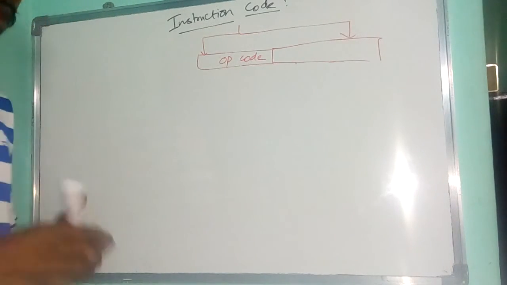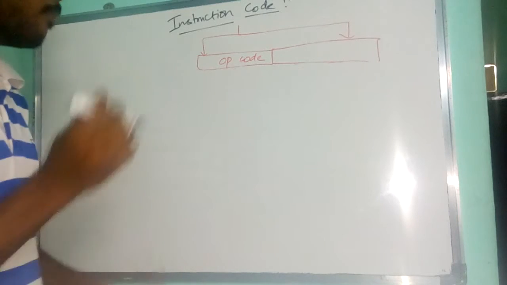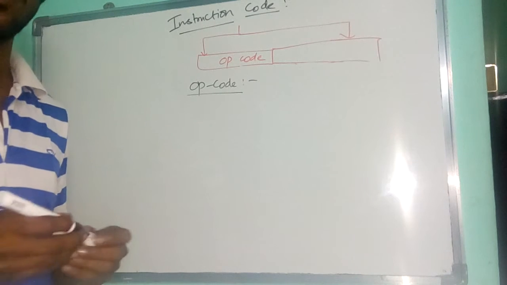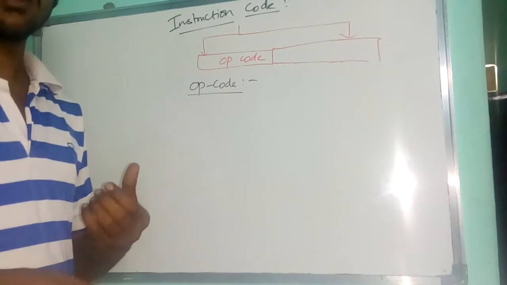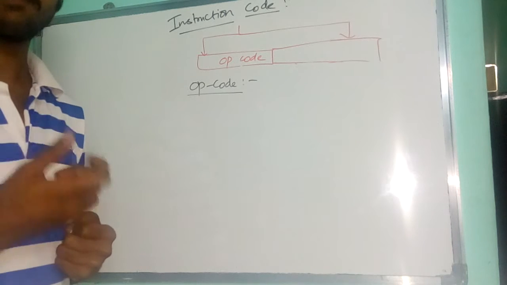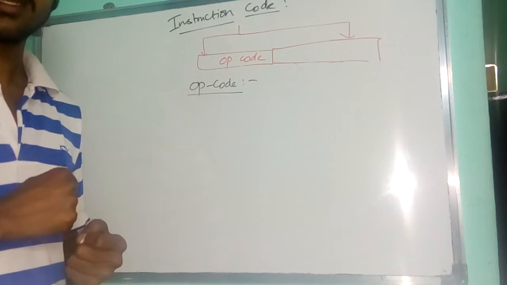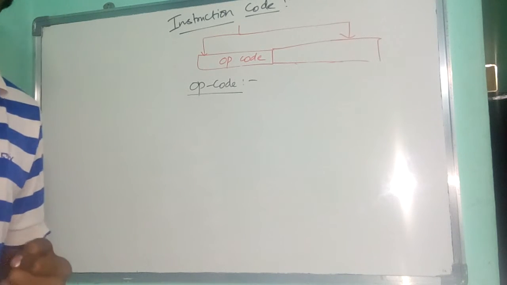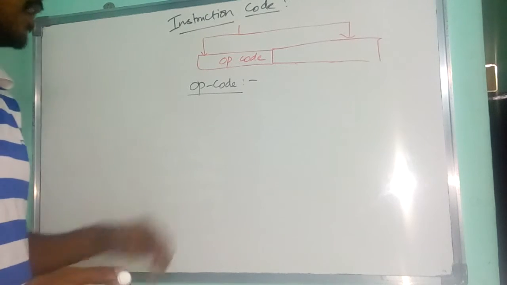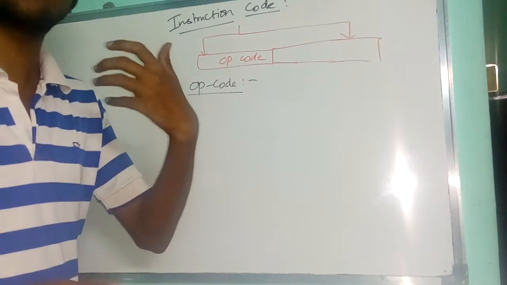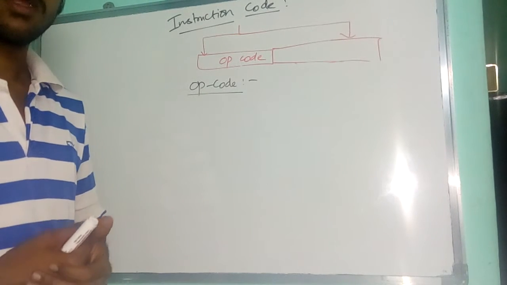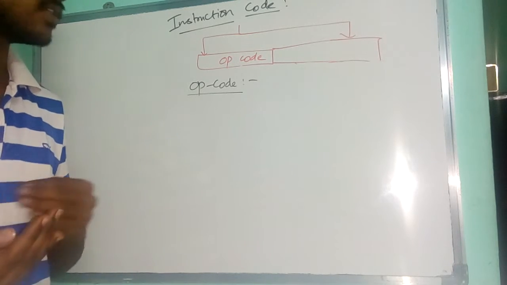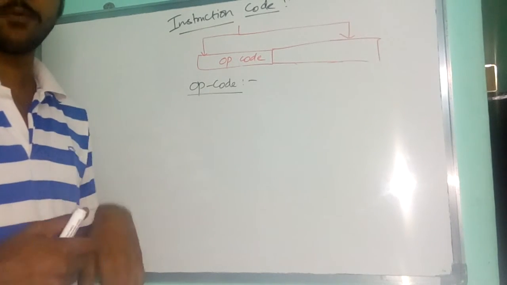opcode. What is an opcode? Opcode is called an operation code. That means it is a group of bits that defines the operation, such as add, multiply, divide, increment, etc. That means it defines what type of operation the computer should do. It should perform addition or multiplication or subtraction or incrementation, whatever it should do, that will be defined by the opcode.